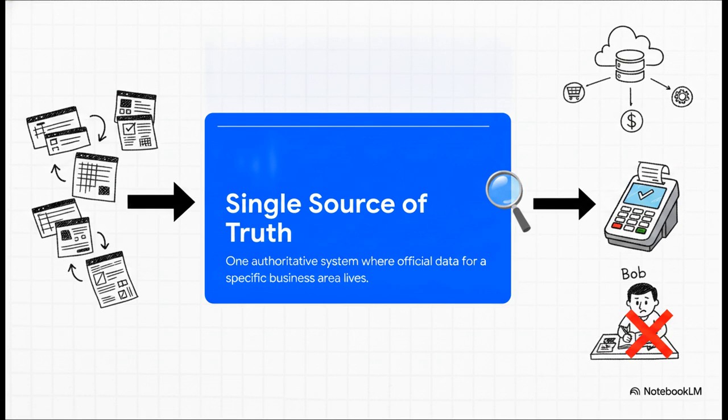Instead of having 5 different team members maintain 5 separate summary sheets that inevitably conflict with each other, you designate one authoritative system for each business area. For example, if your sales happen in your point-of-sale system, then the POS is the absolute truth for your revenue, period.